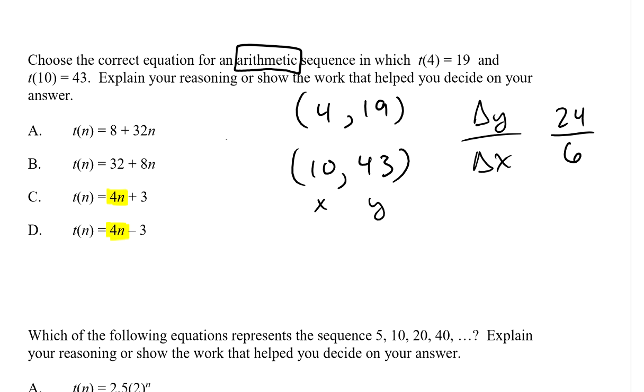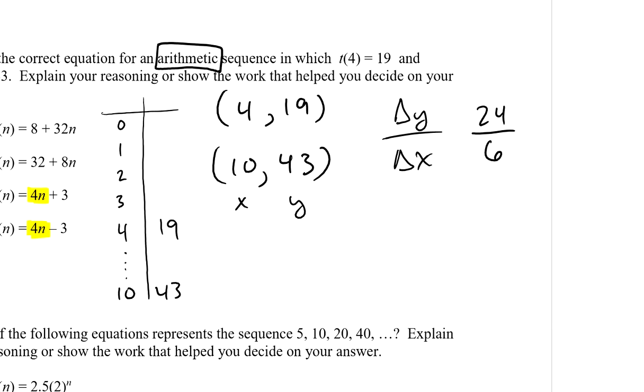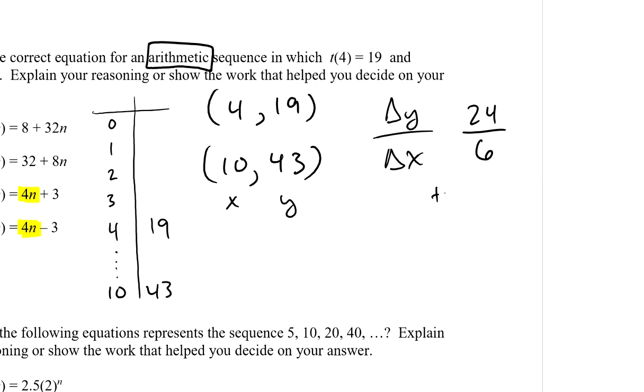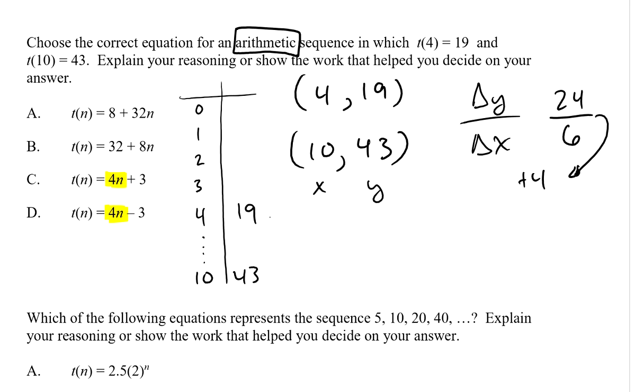A couple of ways to get at that, and we'll just look at this as a sequence this time. If I think about it, here's the zero term, the first, second, third, and fourth. I know the fourth term is 19, and I could go down further. I know that the 10th term they told me was 43. And I also know that every single time 24 divided by 6 is plus 4, right? I'm increasing by 4. So if I wanted to go forward, I would add 4. But if I want to go backwards in time, I would subtract 4.